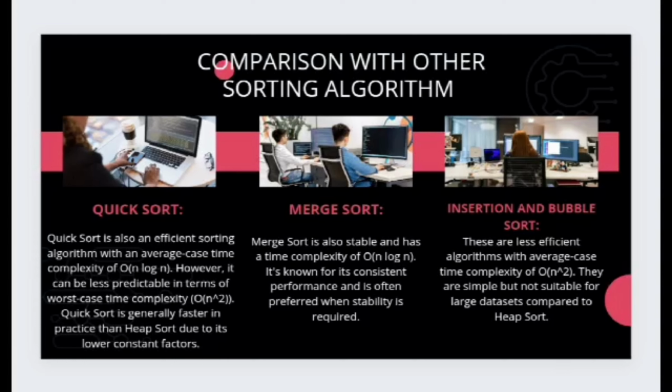Merge sort. Merge sort is also stable and has a time complexity of O(n log n). It's known for its consistent performance and is often preferred when stability is required. Insertion and bubble sort. These are less efficient algorithms with average case time complexity of O(n^2). They are simple but not suitable for large datasets compared to heap sort.